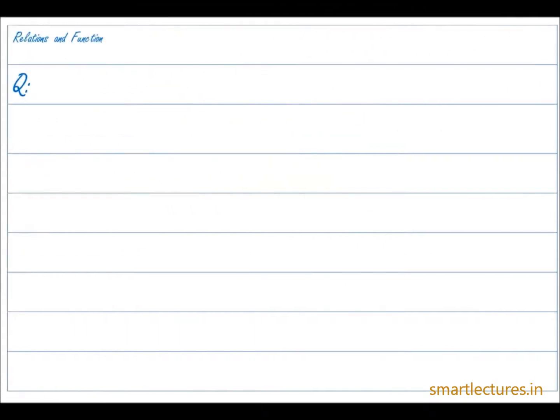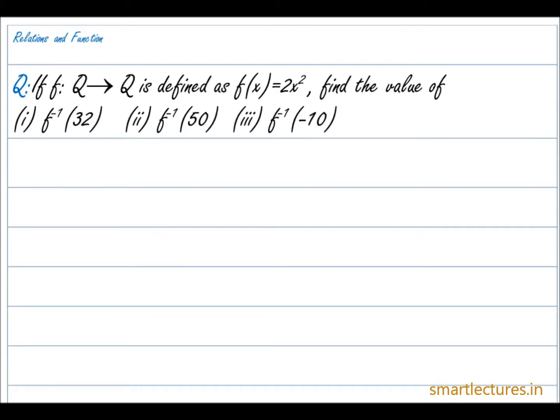Now let's solve some questions on inverse of elements for a given function. And the first question is, if f is a function from Q to Q and is defined as f of x is equal to 2x square, then find the value of first f inverse 32, f inverse 50, and f inverse minus 10.